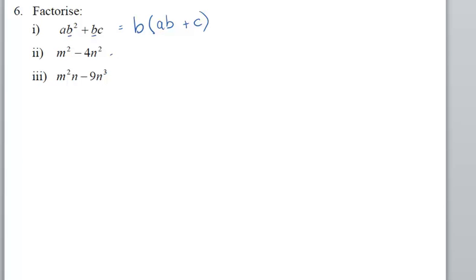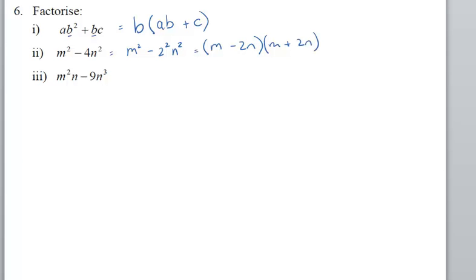So for the second one, it's a little bit different. We've got m squared minus 4n squared, and we notice 4 is 2 squared. So now we have squares on both sides and our difference of squares. So we have m minus 2n multiplied by m plus 2n. m times m is m squared, then we have plus 2mn minus 2mn, so they cancel each other out. Then negative 2 times positive 2 is negative 4n squared.